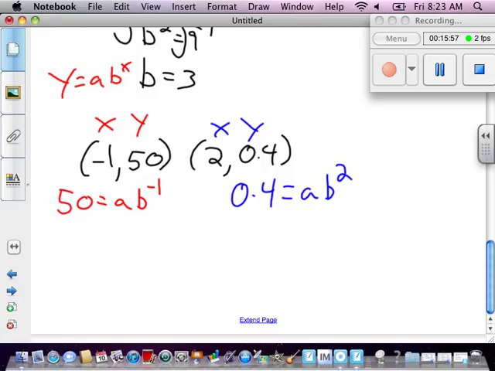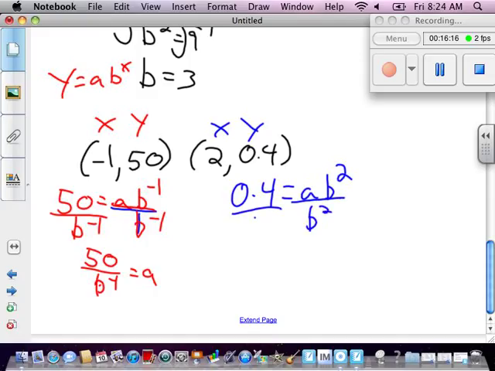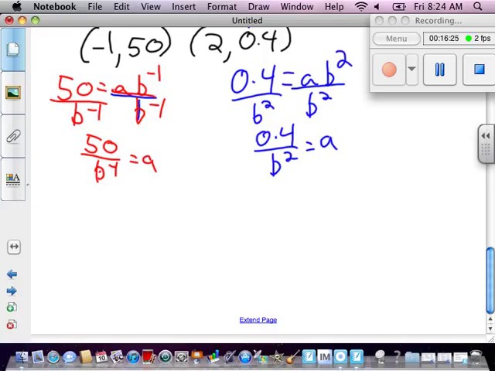So we're going to get a alone. I'm going to divide by b to the -1, and I get 50 over b to the -1 equals a. Divide by b squared, and I get 0.4 over b squared equals a, because we've got to have a alone. That's what step we're on.